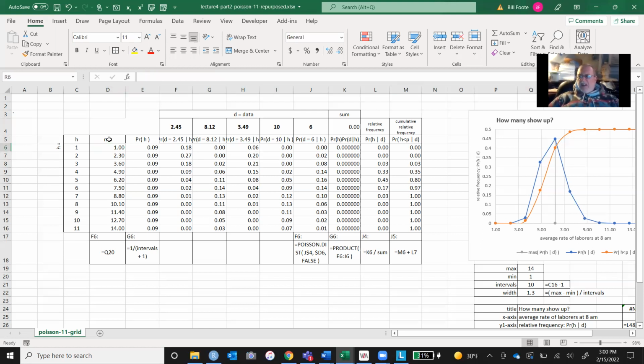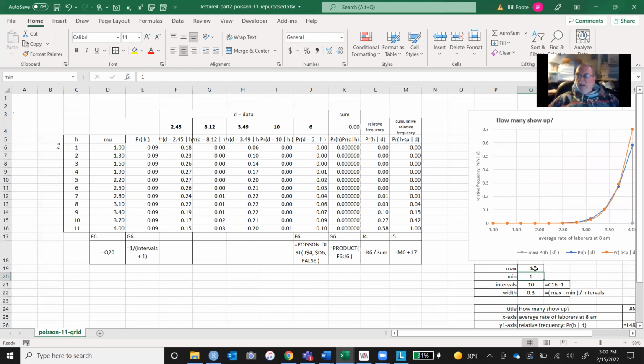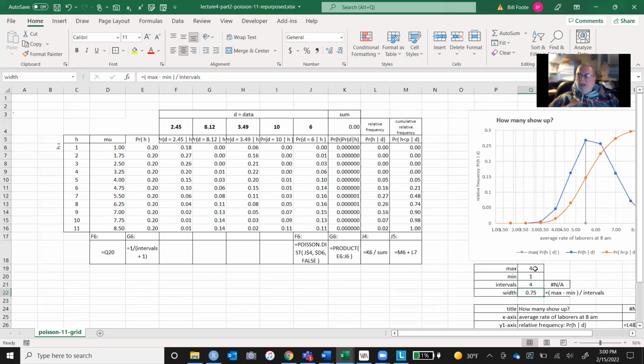And instead of a max of 14, we'd have a max of 4 and a minimum of 1. Notice the curves are going to change radically here. But it's only going to be 4 intervals. And that's going to be kind of crazy here. So we have a width of 0.75. And if we do this across all of these hypotheses, you see it doesn't work out very well.